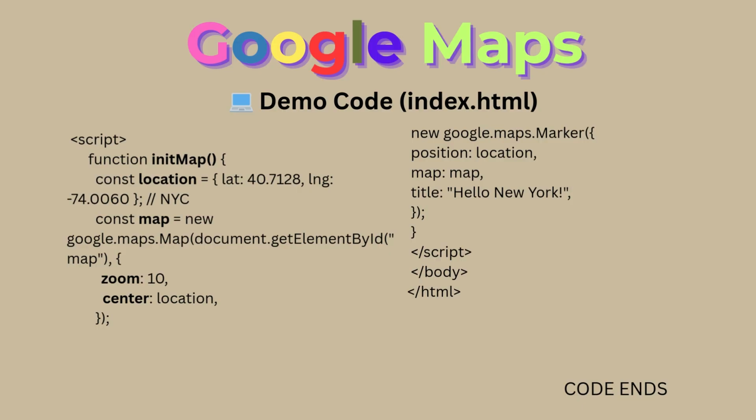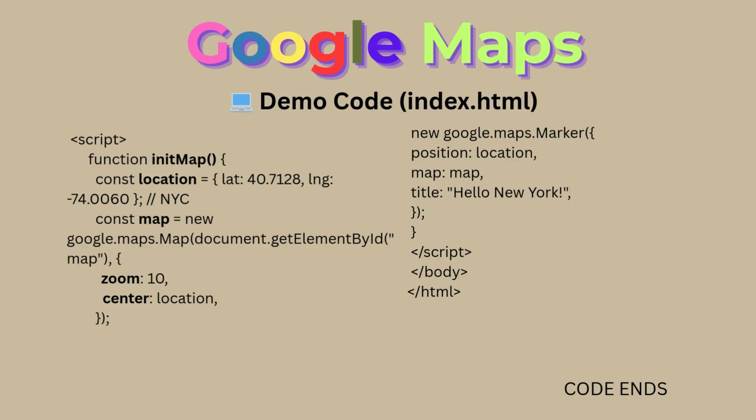This marker creates the pin marker, nothing but a pin marker. When you click it, it will show you that place and everything. Here, with position, new google.maps.Marker, you are going to create a map marker, and the position places the marker at the New York coordinates with the latitude and longitude. The map attaches the marker to the map you created.